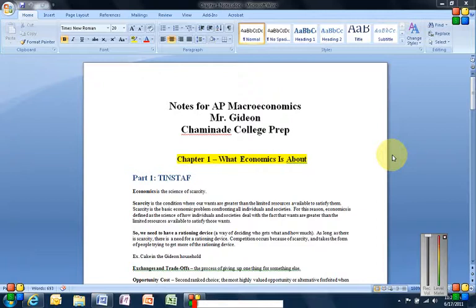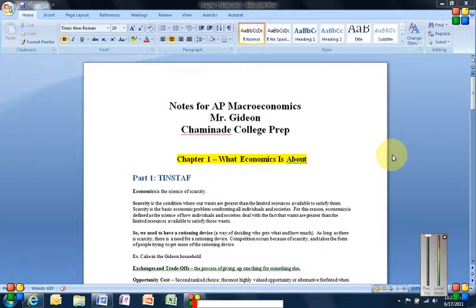We can't all have a mansion. We can't all have a car. We can't all have the lifestyle materialistically that we might envision for ourselves. So for this reason, economics is defined as the science of how individuals and societies deal with the fact that wants are greater than the limited resources available to satisfy those wants.